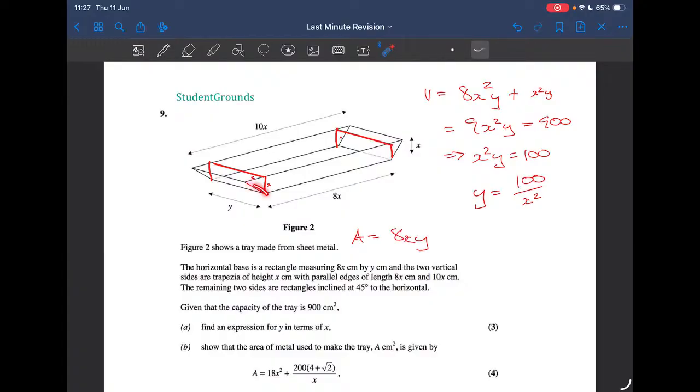I'm going to have this shape. That's a trapezium, but I'm actually going to do the rectangle. So I've got 2 of these rectangles and then just add on the triangles. So 8 long, x high, that's going to be 8x squared.